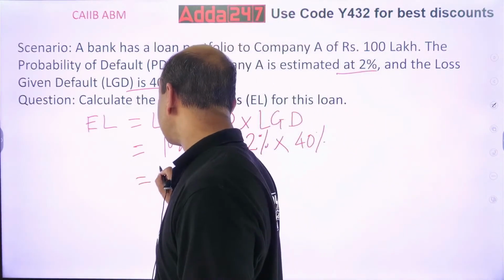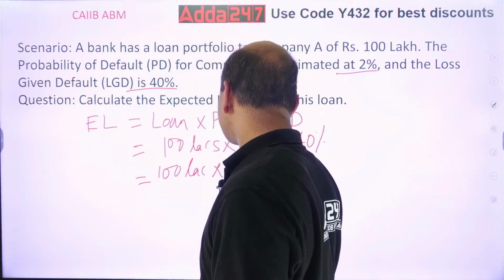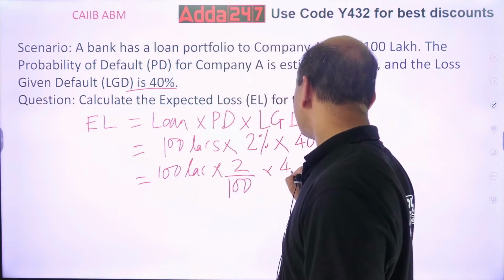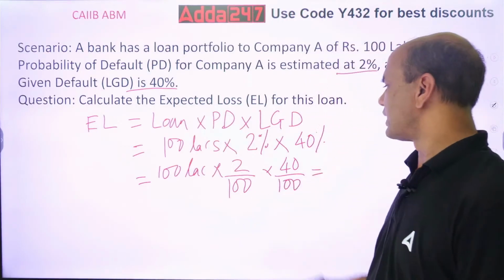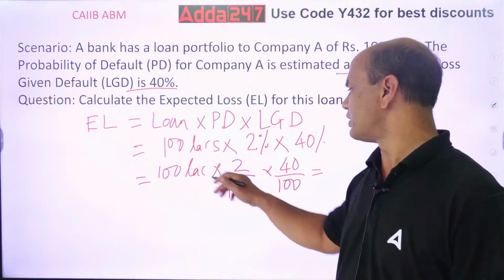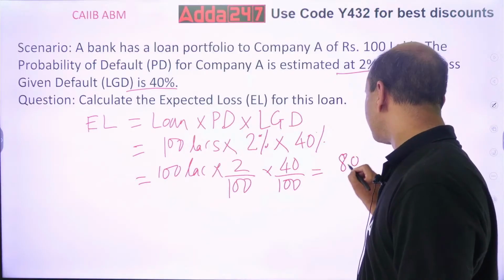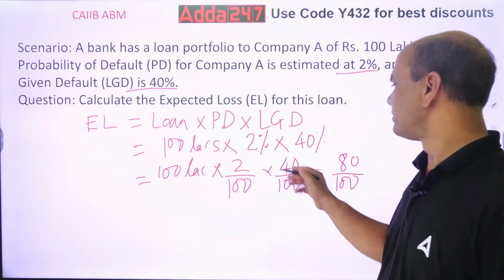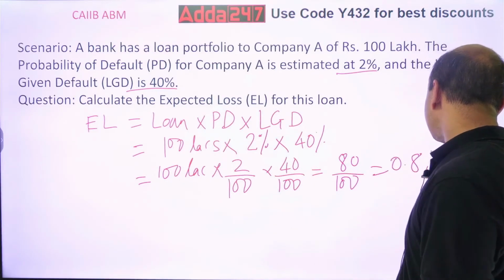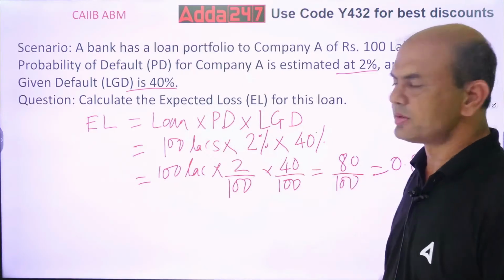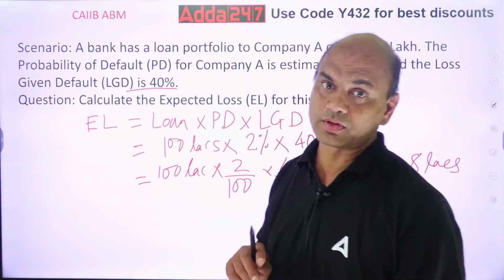Whenever you are calculating percent, 100 lakhs into 2 upon 100 into 40 upon 100. See, the upon 100 creates a lot of difference. So 100 gone, 4 into 2 is 8, so 80 upon 100. This is right now. So it is equal to 0.8 lakhs. This is in lakhs. Kindly don't miss out on the calculations.